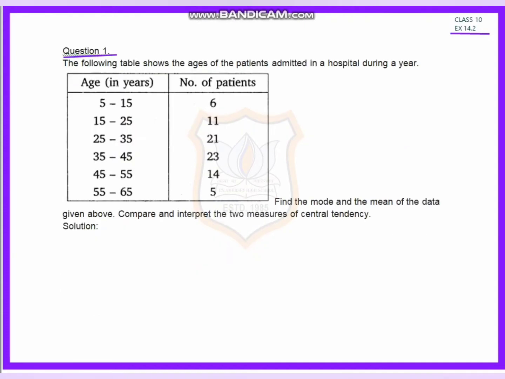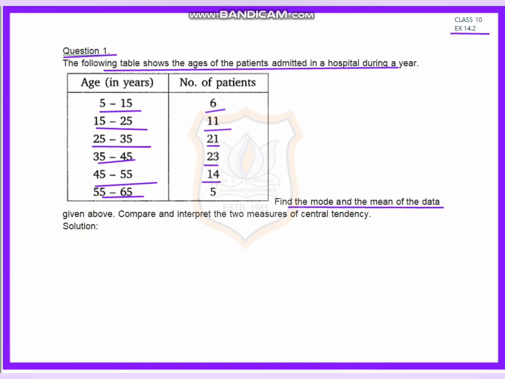Question number 1. The following table shows the age of patients admitted in a hospital during a year. 5 to 15 age group, number of patients are 6. 15 to 25, number of patients are 11. 25 to 35, patients are 21. 35 to 45, 23. 45 to 55, 14. 55 to 65, 5. Find the mode and the mean of the data given above. Mean you have to solve yourself. Mode, I will solve, how to calculate mode.